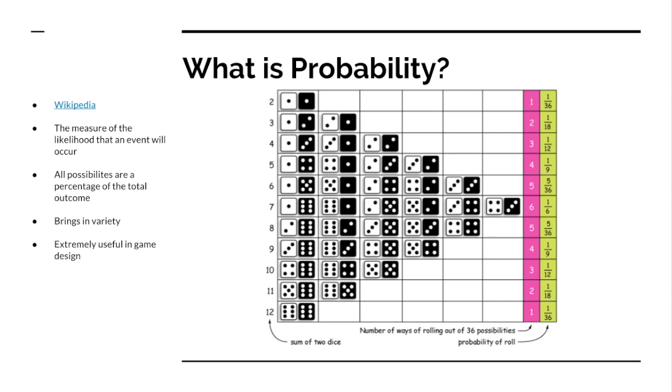So let's talk a little bit about what probability is, and I've provided a link here to Wikipedia that explains in more detail kind of what probability is. But essentially, when we distill it down, it's the measure of the likelihood that an event will occur. All right. When you look at probabilities, they are a percentage of all of the total outcomes that are possible. When you're designing your game, this allows you to bring in variety. It allows you to understand kind of what the probabilities are for the game mechanic you're using. In this case, we'll use a white and a black die.